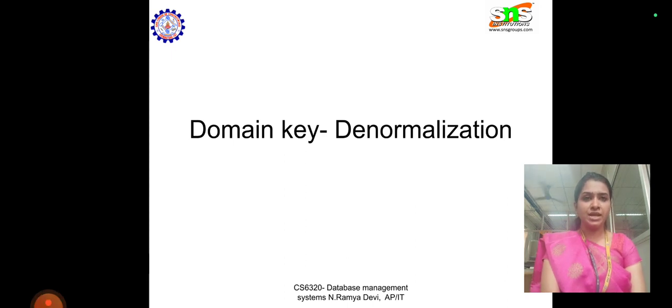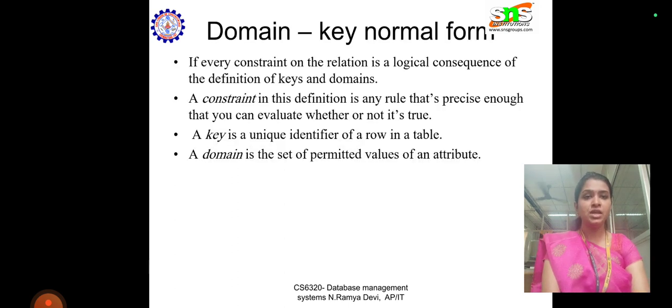Today I'm going to share a small article regarding denormalization, which is also called domain key denormalization. So, domain key normal form: every constraint on the relation is a logical consequence of the definition of keys and domains. A constraint in this definition is any rule that's precise enough that you can evaluate whether or not it's true.